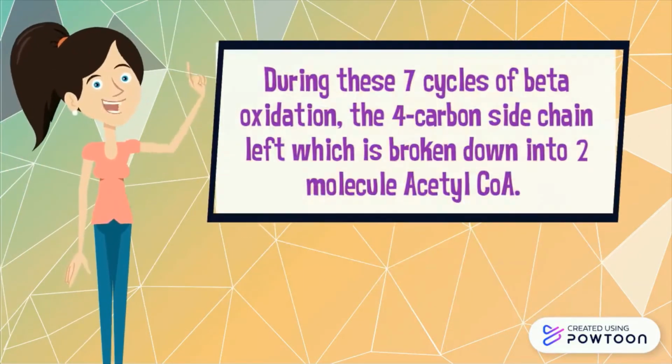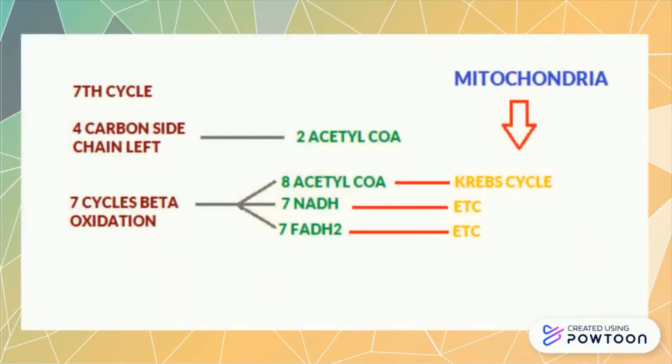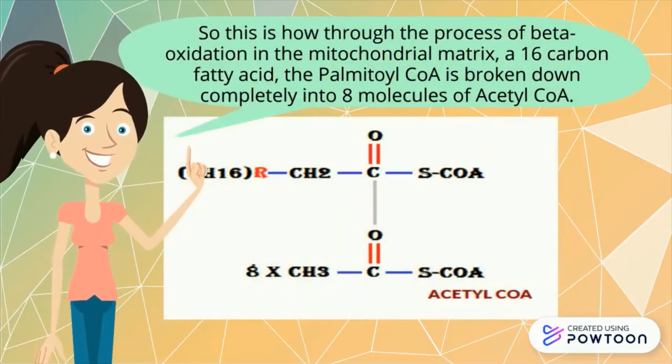During these 7 cycles of beta oxidation, the 4-carbon side chain left is broken down into 2 molecules of acetyl-CoA. After 7 cycles of beta oxidation, we have 8 molecules of acetyl-CoA, 7 molecules of NADH, and 7 molecules of FADH2. This reaction takes place in the mitochondria and the enzymes from the Krebs cycle and electron transport chain will be utilized. So this is how, through beta oxidation in the mitochondrial matrix, a 16-carbon fatty acid, palmitoyl-CoA, is broken down completely into 8 molecules of acetyl-CoA.